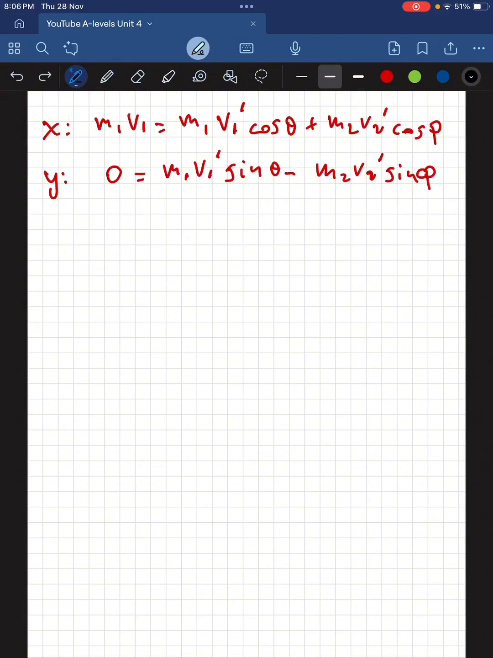So I'm going to write this down. This is the algebraic way of working with momentum conservation.